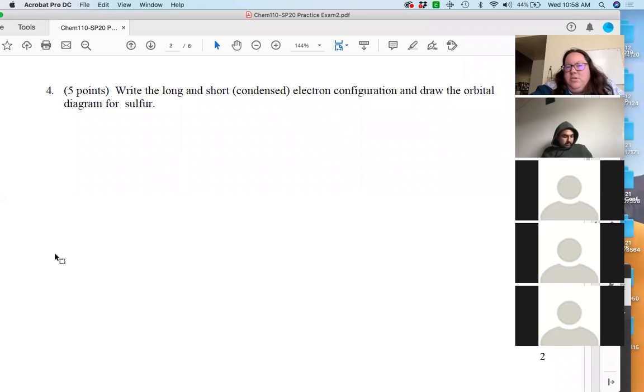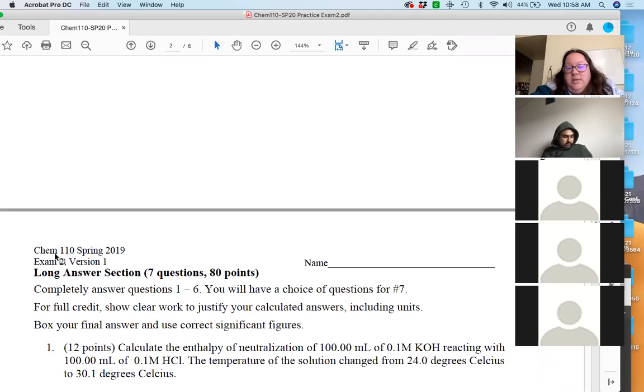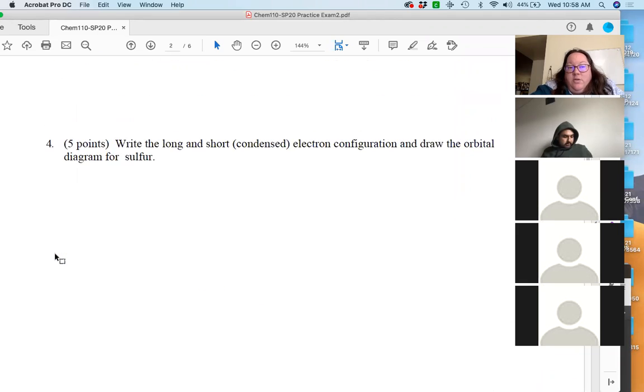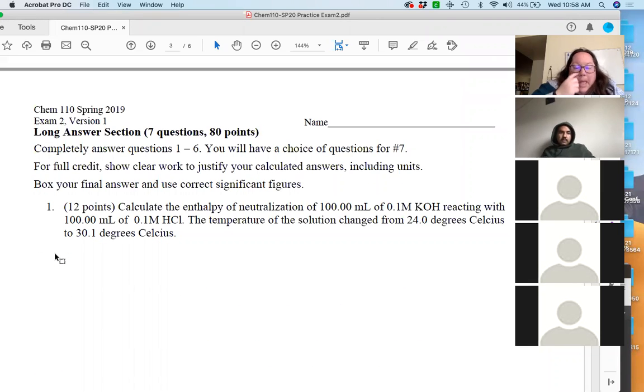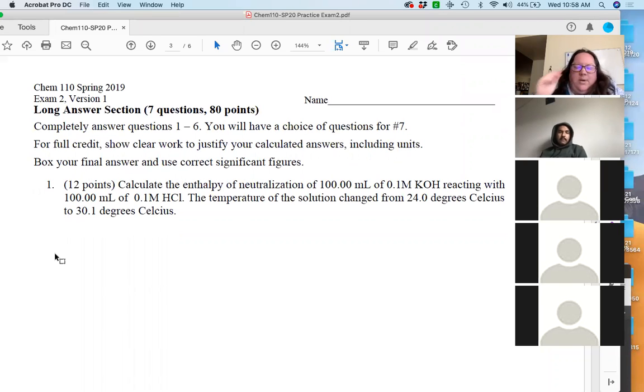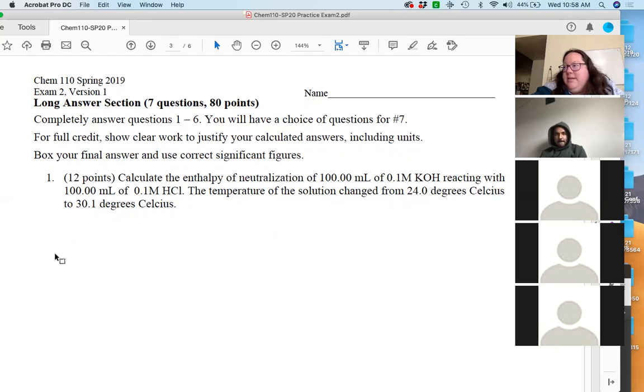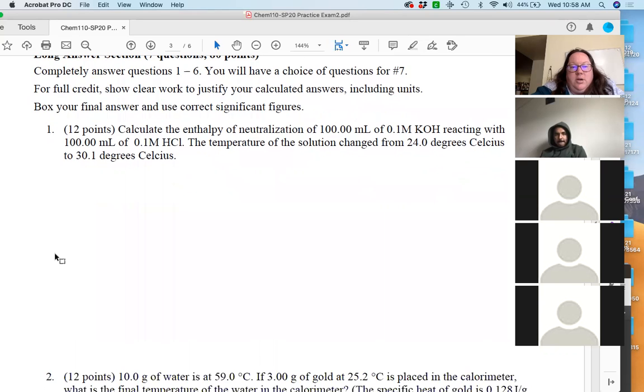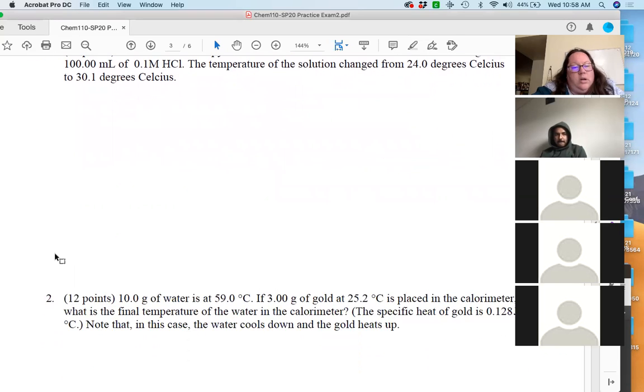Okay, so those are the claim evidence reasoning type questions. You'll notice that you're going to have 4 of those, right? So 4 claim evidence reasoning questions. And then here, right, are our longer questions. These don't require a claim evidence reasoning response. All you need to do is show your full calculations. You want to make sure that you box your final answer and that you use the correct significant figures. So this is similar to the structure of what you saw in exam 1. And again, you're going to show your work.